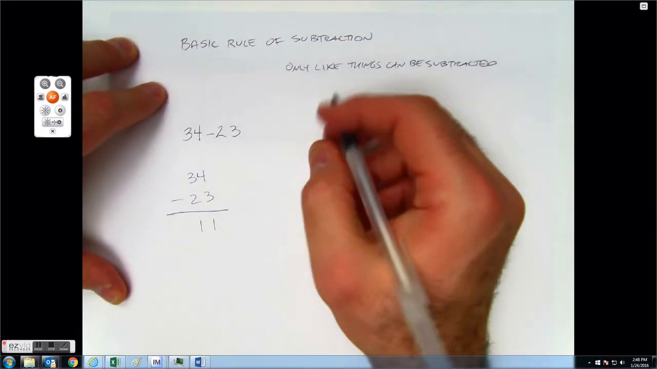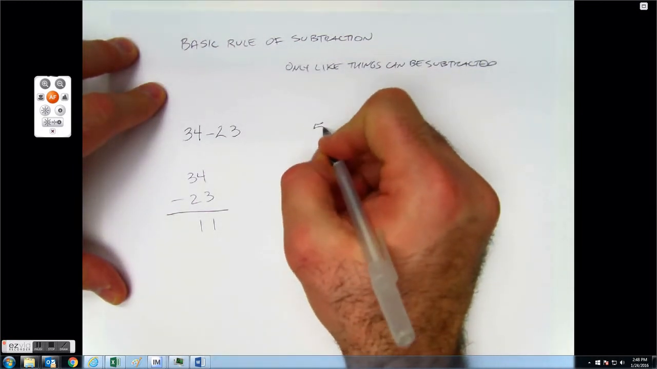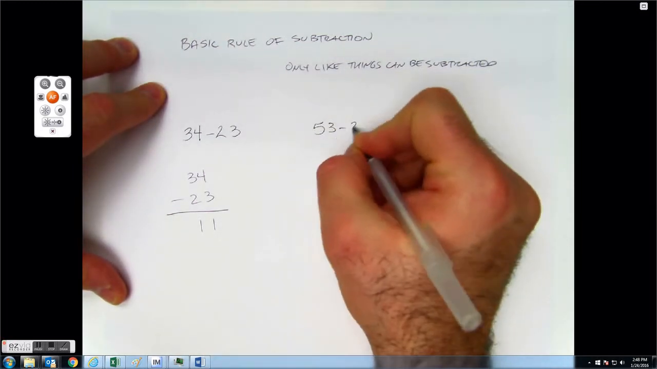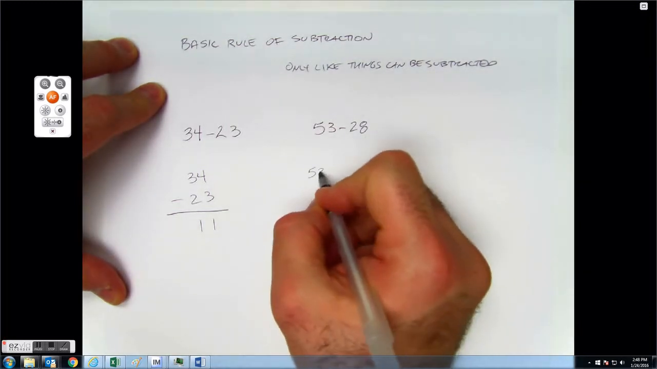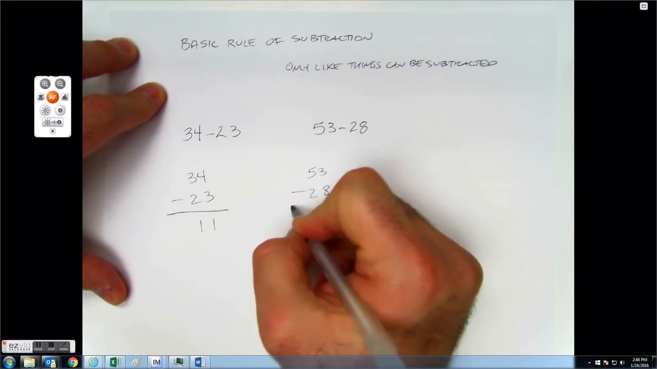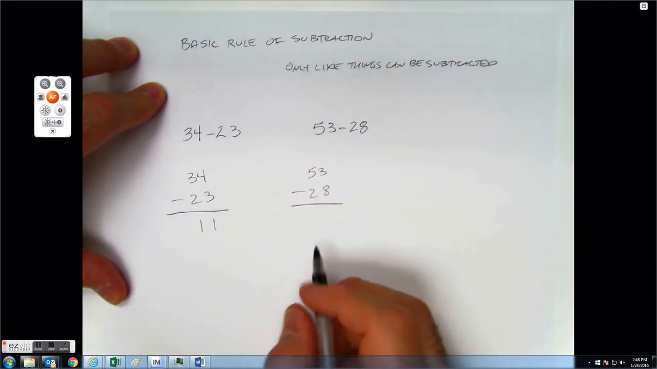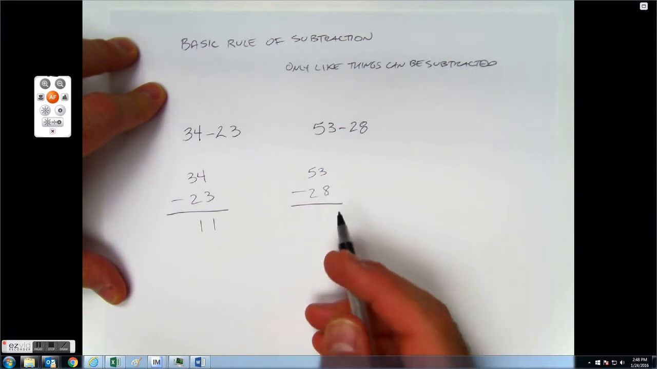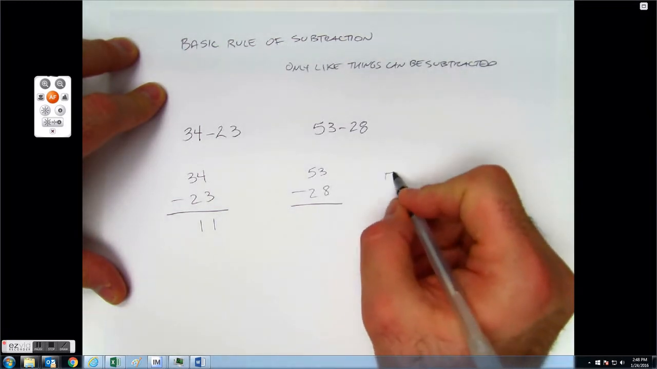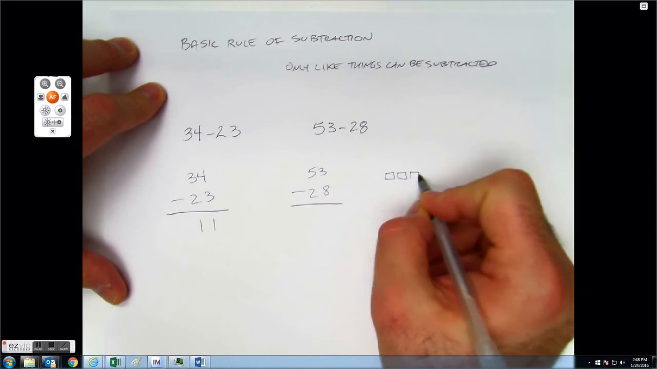Now, what if we look at one that's a little bit larger? What if we had 53 minus 28? Well, once again, we'd align this by place value. And then in this case, we cannot take 8 from 3. It's impossible. Notice we have 3. Well, I can't take 8 from it.